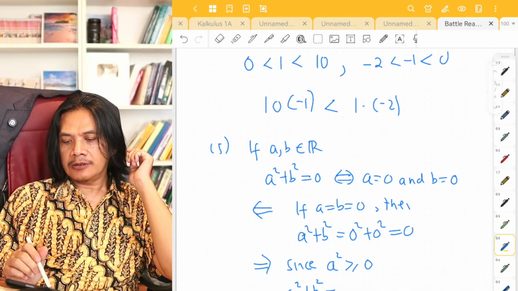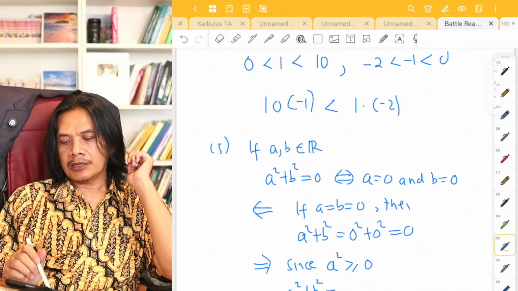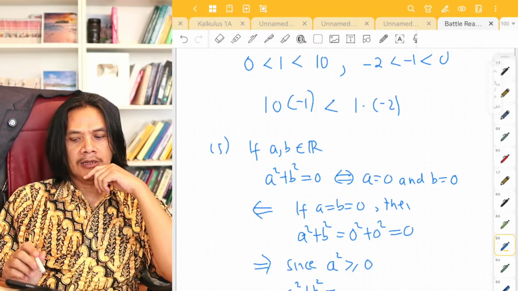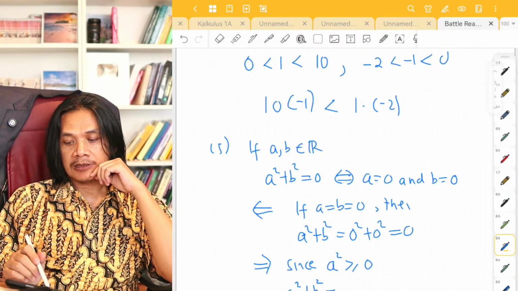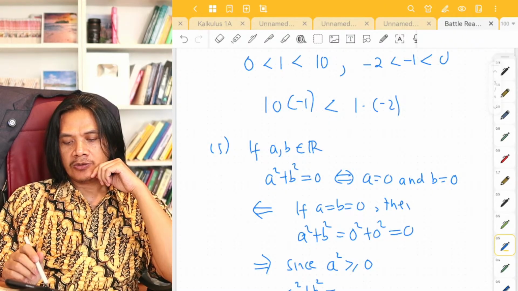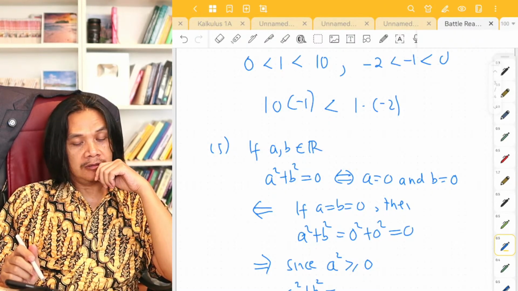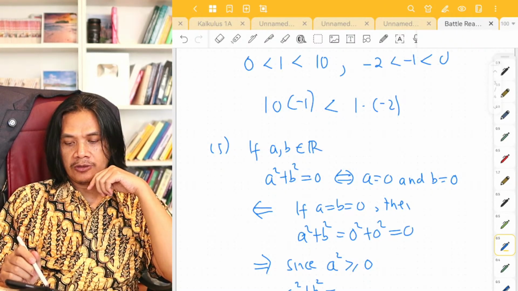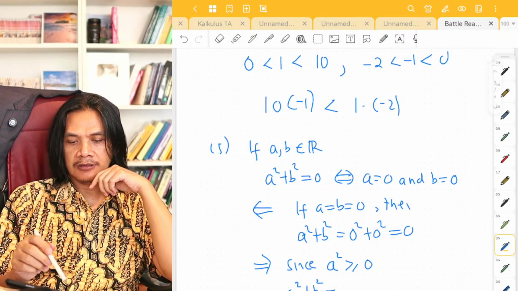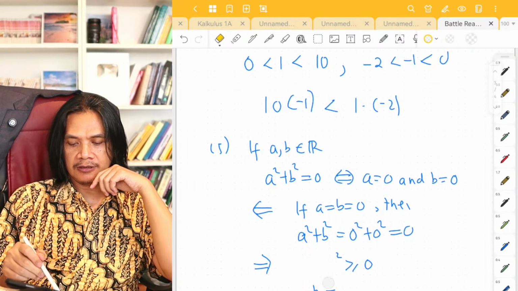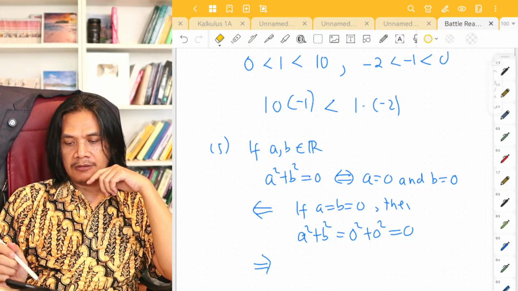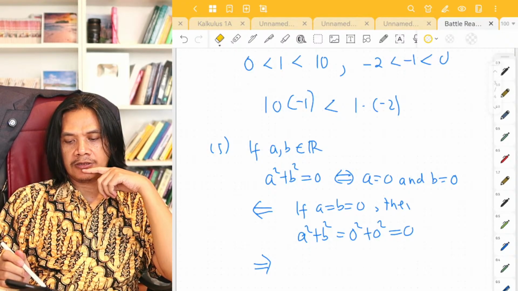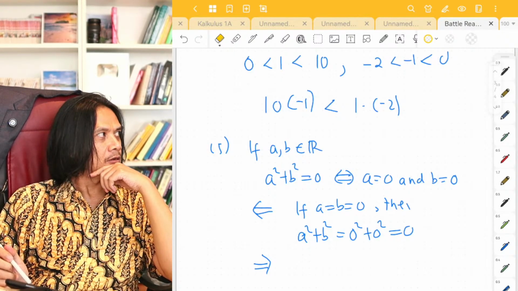So I think usually to get a convincing argument, you use the contrapositive. So what is the negation of this? A is not 0 or B is not 0.